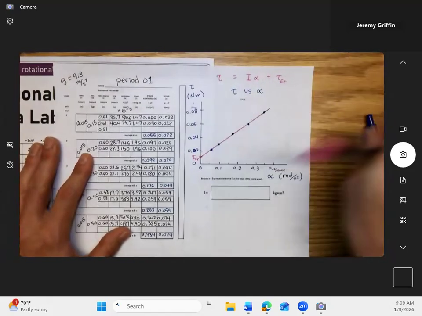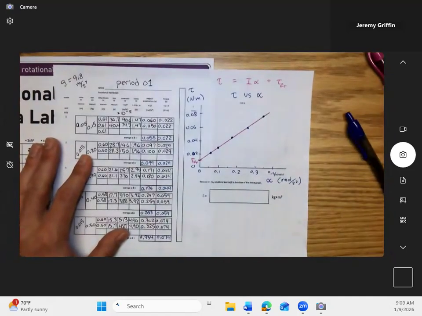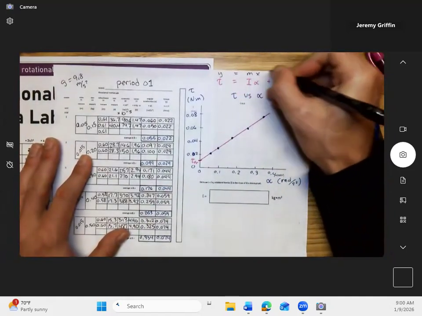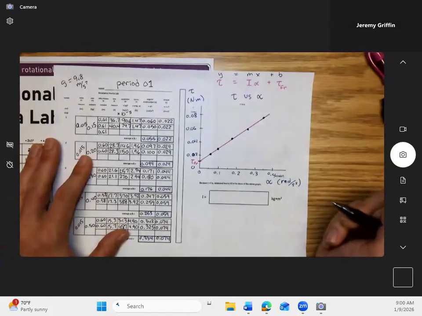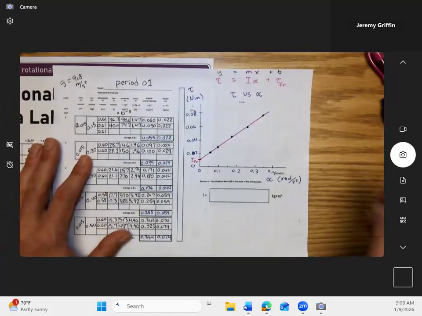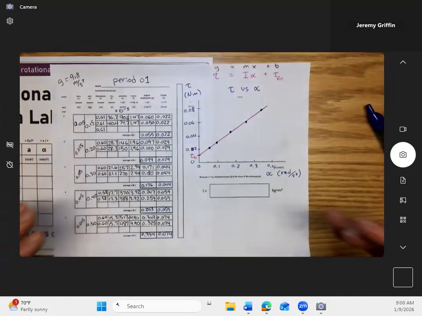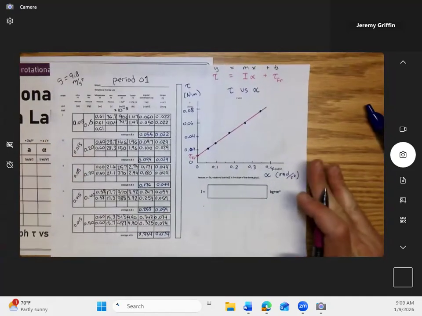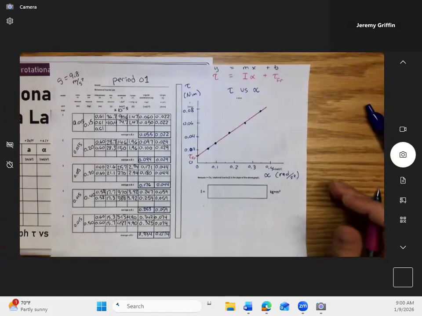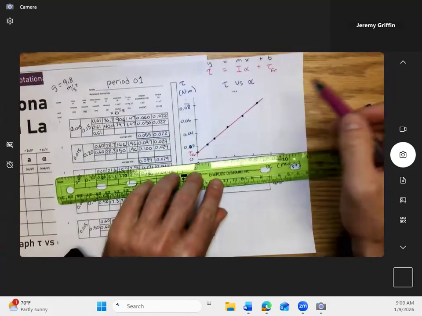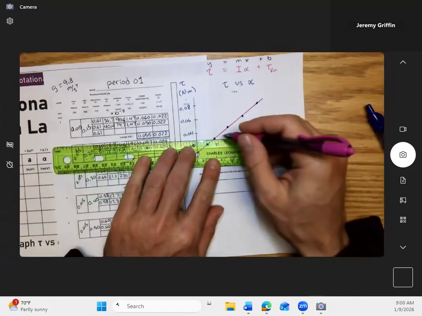Okay. Guys, does this look like y equals mx plus b? Is that exactly what that is? Y equals mx plus b? Okay. And what are we trying to find in this lab again? What's the whole goal of the lab? To find the rotational inertia. Okay. Which is what property of this graph? The slope. And it looks like pretty much all 5 points are going through this line.